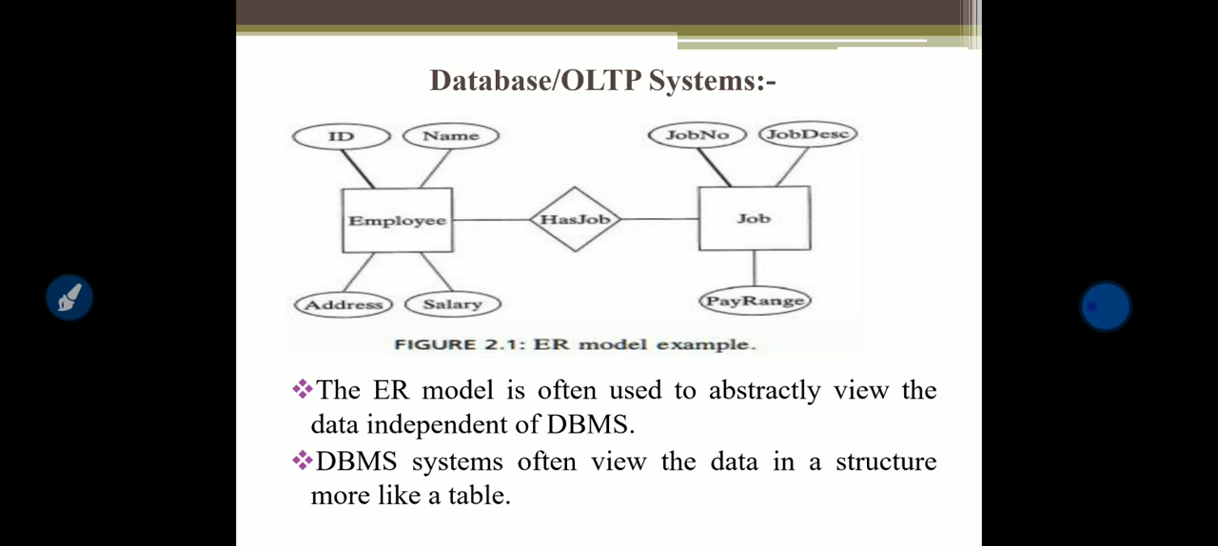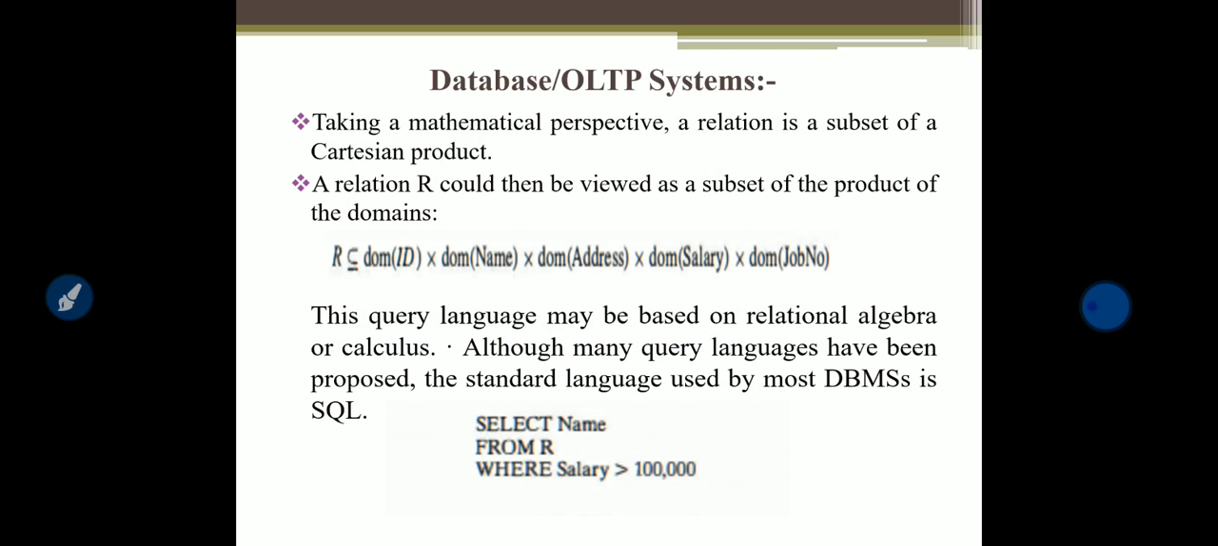The structure of the DBMS which shows or views the data is more like a table, and we can have values in the table below the respective attributes. Taking the mathematical perspective, a relation is nothing but a subset of the Cartesian product. So a relation is nothing but the subset of the Cartesian product of all the attributes.